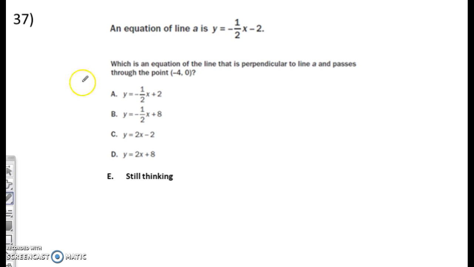Alright, so I'm going to do this using algebra, but if you prefer to graph it and look at it, you can definitely sketch a graph and look at it. But I'm going to say I know enough about perpendicular lines to figure this out. I know that if two lines are perpendicular, their slopes are opposite reciprocals.